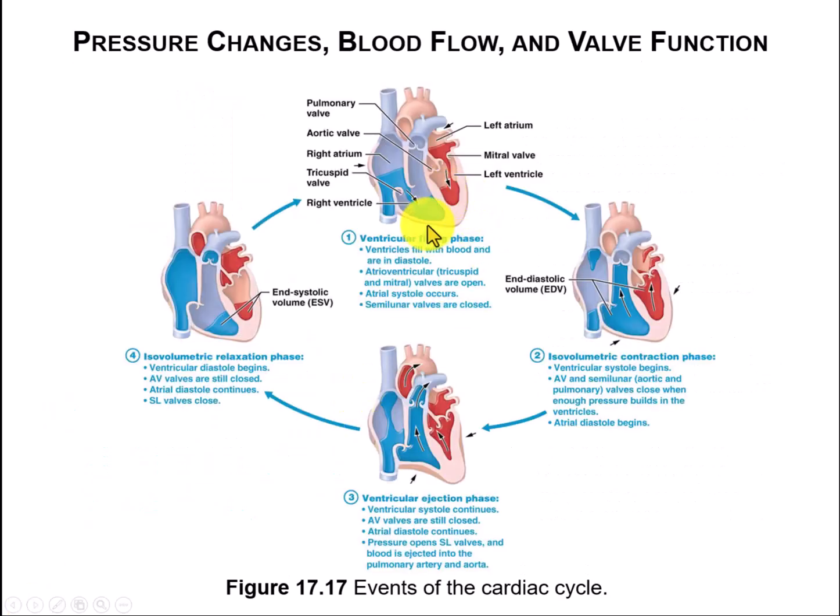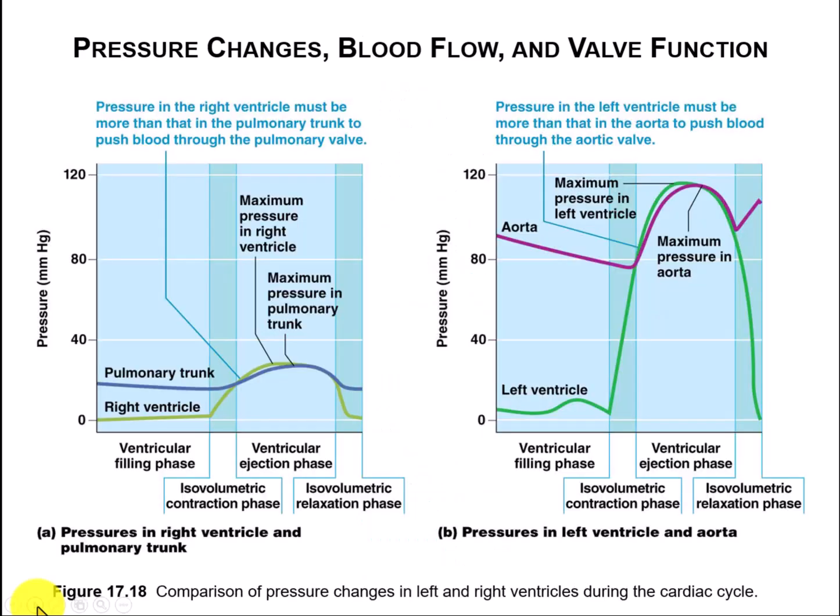And then the pressure in the ventricles gets low enough and we have the ventricular filling phase again. And so these four steps of the cardiac cycle repeat themselves continuously, about 70 times a minute. That's about the average heart rate, about 70 beats a minute. And so here we can see the pressures in each of the chambers and in the vessels. So this is pressure in millimeters of mercury.